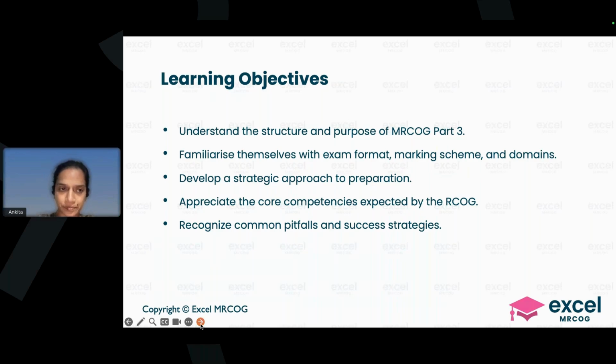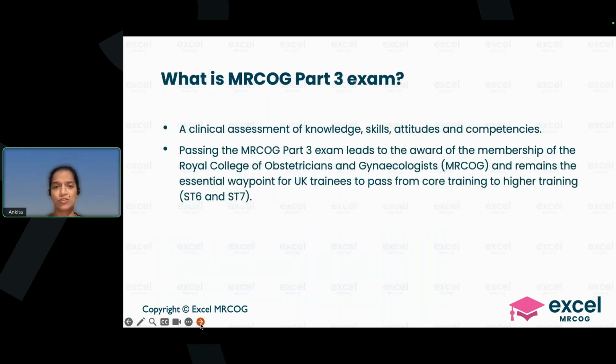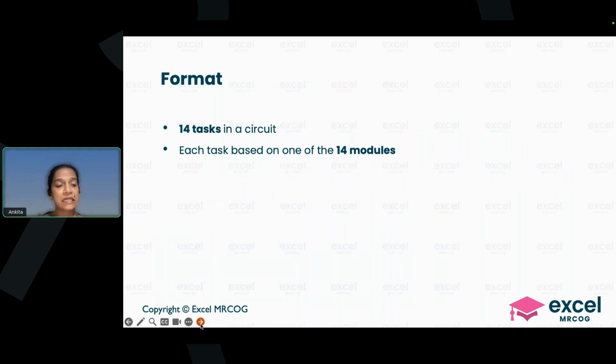So what exactly is the MRCOG Part 3 exam? As we know, this is a clinical assessment of knowledge, skills, attitudes, and competencies. Once you pass the exam, you would get the degree, which is granted by the Royal College of Obstetricians and Gynaecologists. And that would give you your entry point to maybe a residency in the UK and certain other countries as well. What is the format?